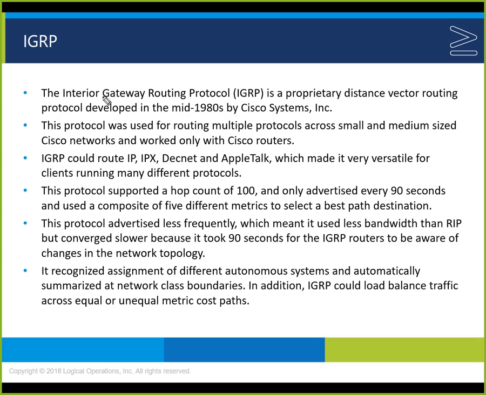IGRP, and they've got this slide in here, so we'll talk about IGRP. It was developed in the mid-'80s. It's no longer on their routers. It was used for routing multiple protocols, and this is the key here, multiple protocols. This is when we used multiple protocols: IP, IPX, DECnet, AppleTalk. It could route all of those protocols. Some of the newer protocols are IP focused because that's what we're using. The internet runs on IP, and so does everybody else at this point in time.